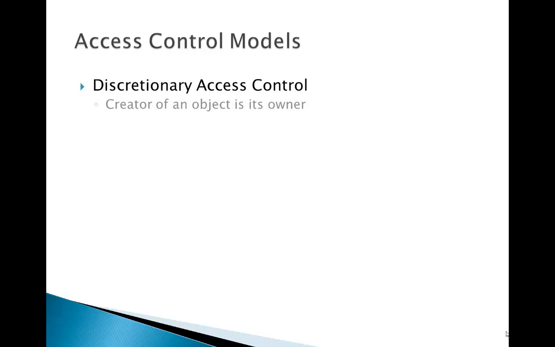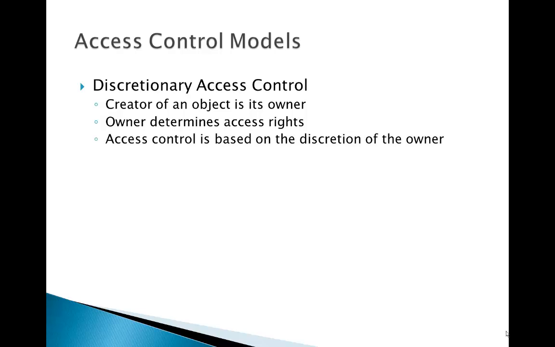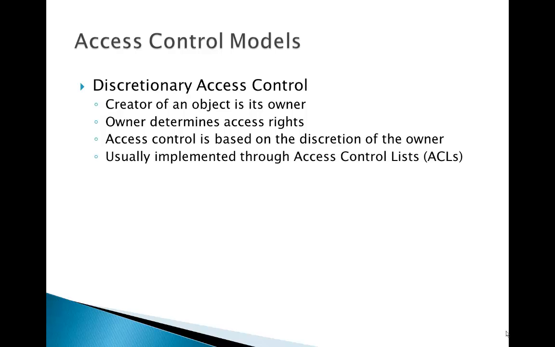Discretionary access control, where the creator of an object is its owner. Objects are created, and the owner of the object has full authority over that object. The owner determines the access rights. You created it, you can decide who is allowed access, who is denied access, you can even lock yourself out if you want. Access control is at the discretion of the owner. If you create an object, it's entirely up to you what the access controls are. If you create a file, a directory, or a program, you get to determine what the access rights are, who else is allowed to access it, and who may be denied access.